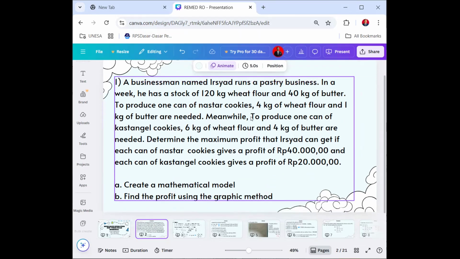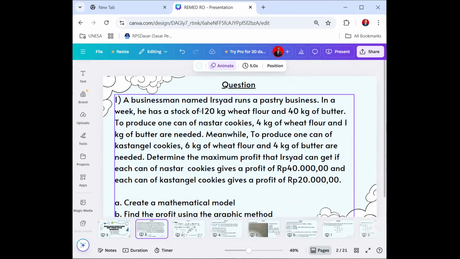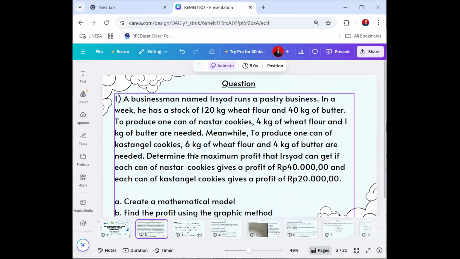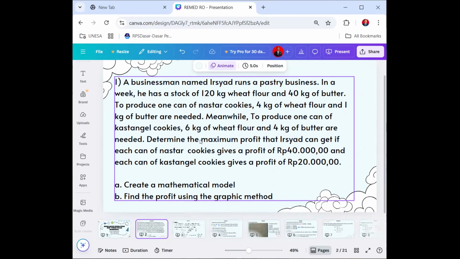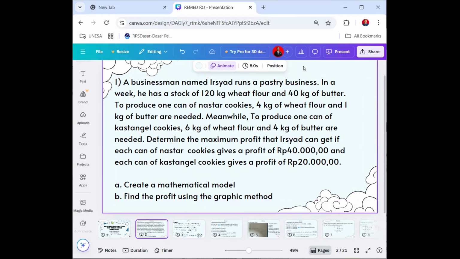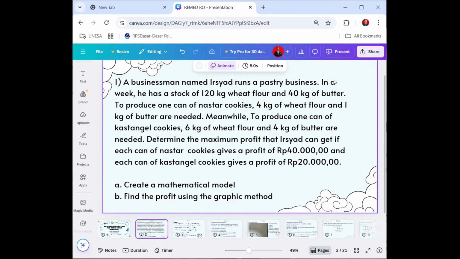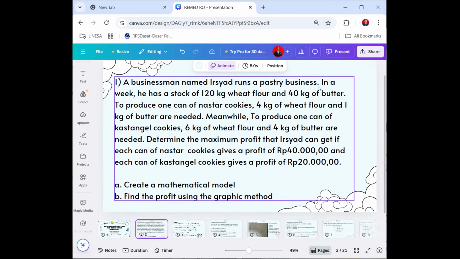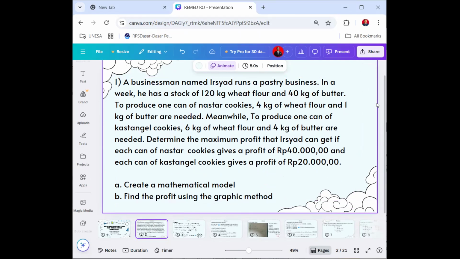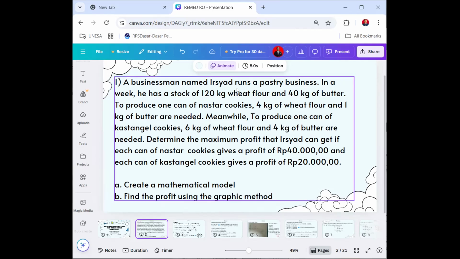So this question is basically just a story question that we want to solve. A man named Irsyad runs a pastry business. In a week, he has a stock of 100 kilogram of flour and 40 kilogram of butter. To produce 1 can of nastar cookies, 4 kilogram of wheat flour and 1 kilogram of butter are needed.